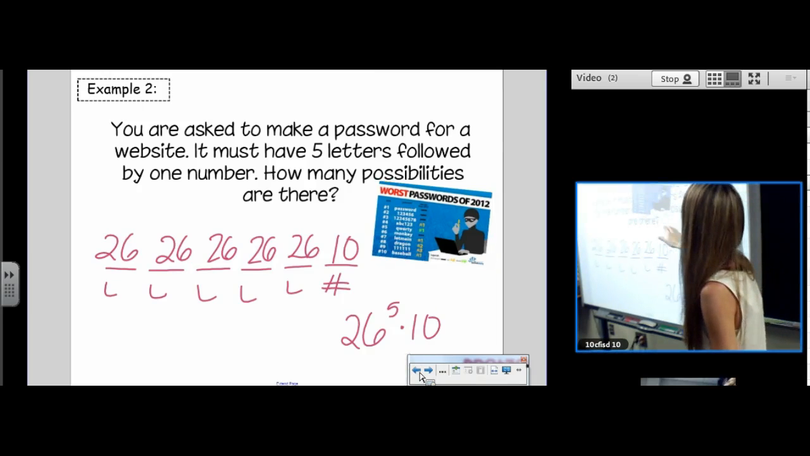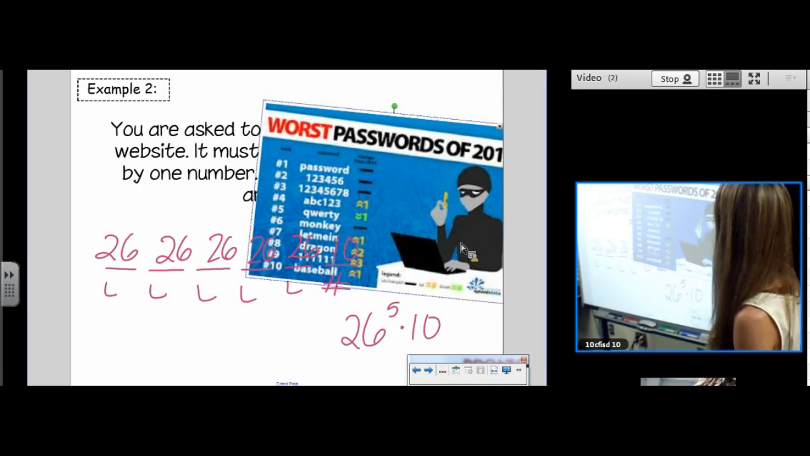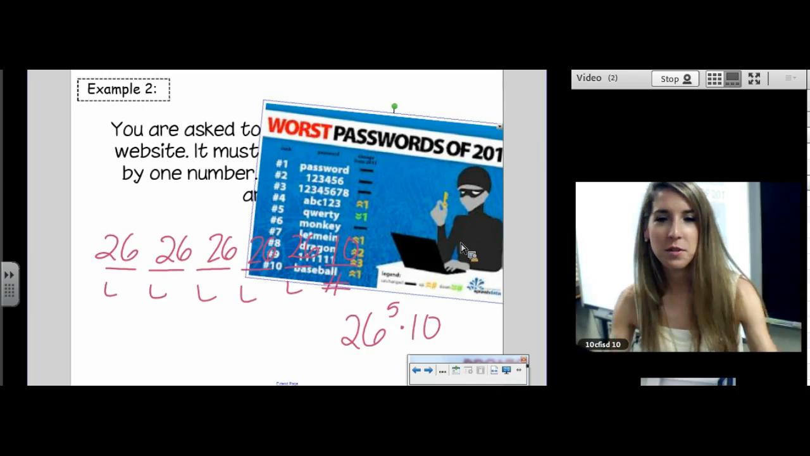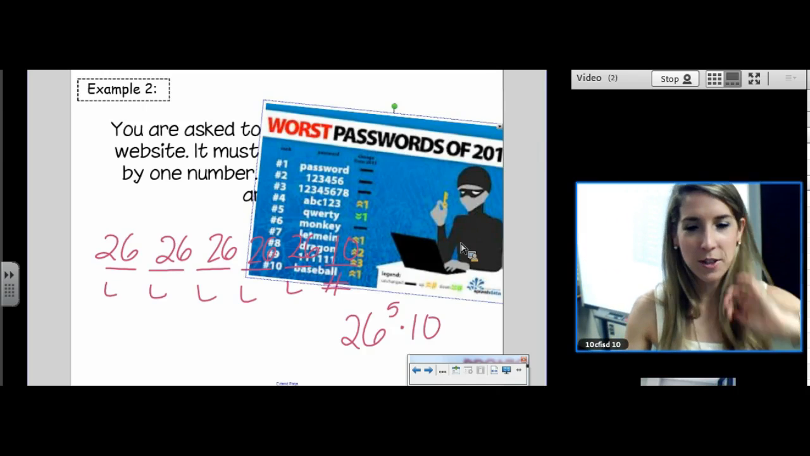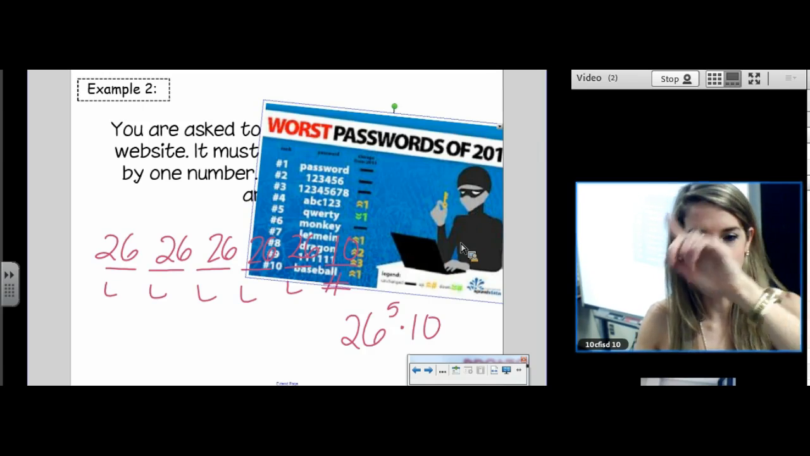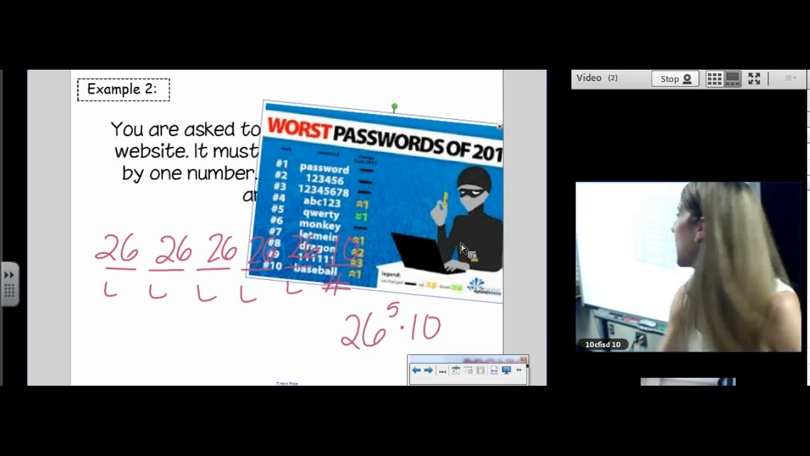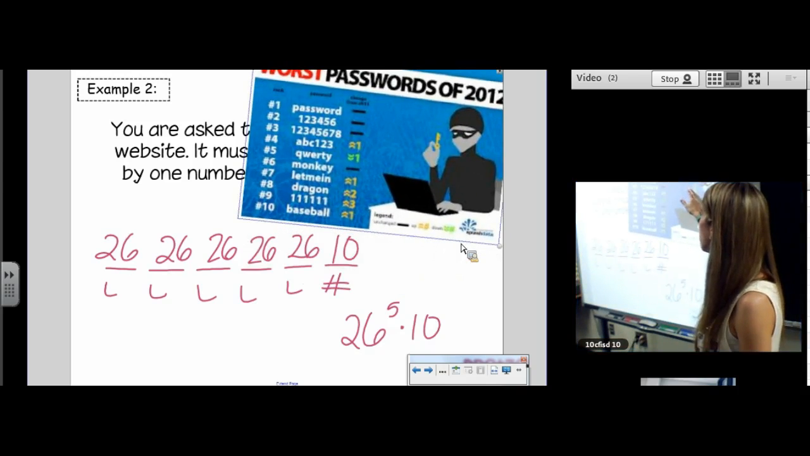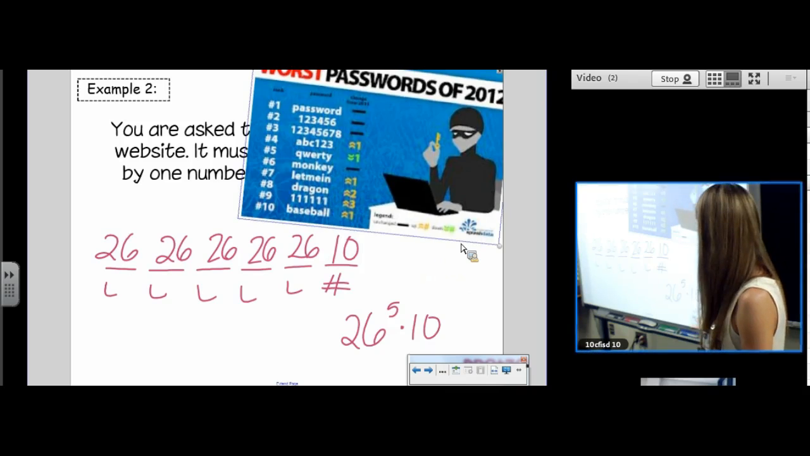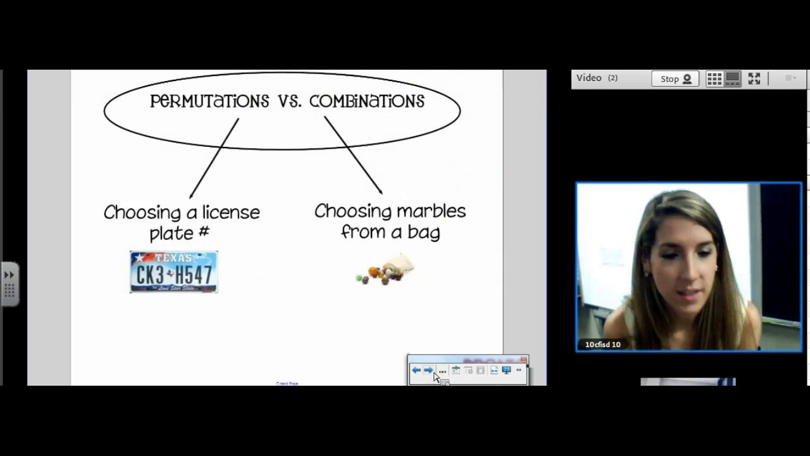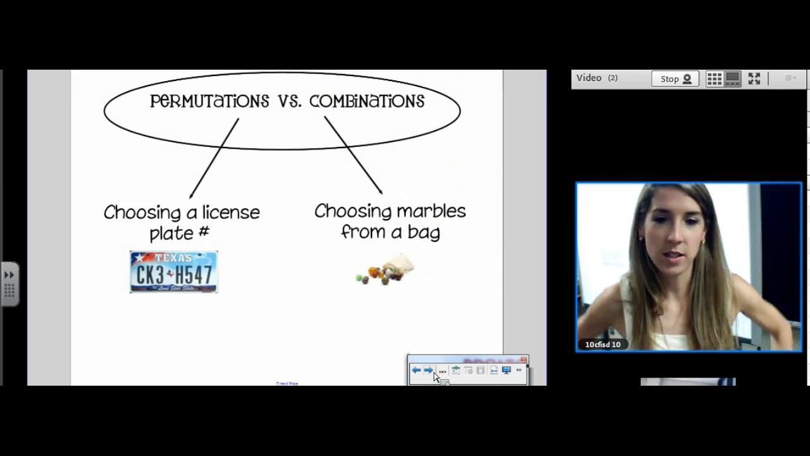Oh, here just for fun, I know this is old, 2012. Worst passwords of 2012. Password. 1, 2, 3, 4, 5, 6. ABC 1, 2, 3. QWERTY, y'all know what that is, right? The top letters across your keyboard. Monkey. Let me in. Dragon. 1, 1, 1, 1, 1. Baseball.